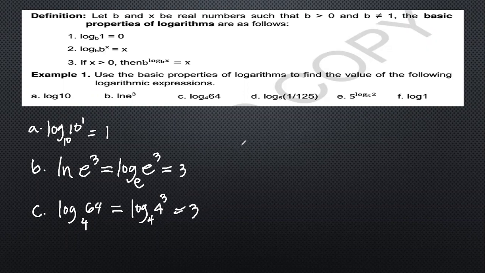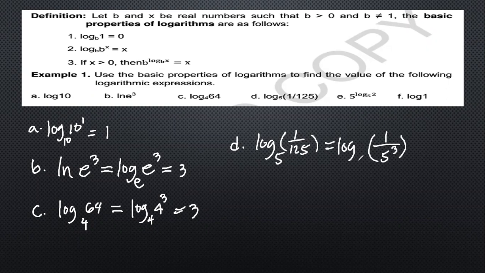So for the letter D, we have the logarithm of 1 over 125 base 5. So as you can see here, again, we cannot use number 1 because it is not 1. We cannot use number 3 because it is not of this form. So obviously, we will use property number 2. But again, we need to rewrite this in a way that it will be the same with the 5 here. So it is obvious that this can be written as 1 over, we know that 5 times 5 times 5 is 125. So it will be 5 cubed base 5.